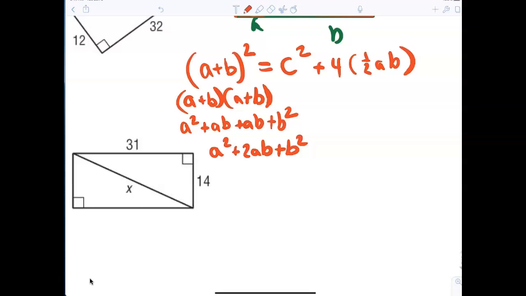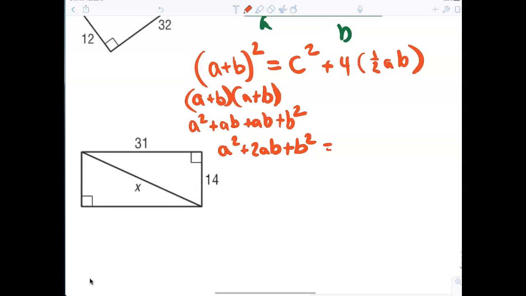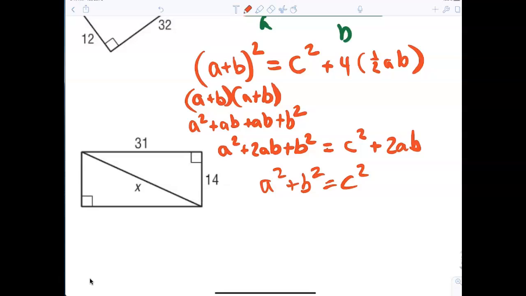Equals. Now let's expand or simplify the right side. What does the right side simplify to? C squared plus what? 2AB. Look how nice that is. Everybody see that? So what happens to the 2ABs? So now we have what? That's super, super important. Super nice. Easy proof of the Pythagorean theorem. A squared plus B squared equals C squared.